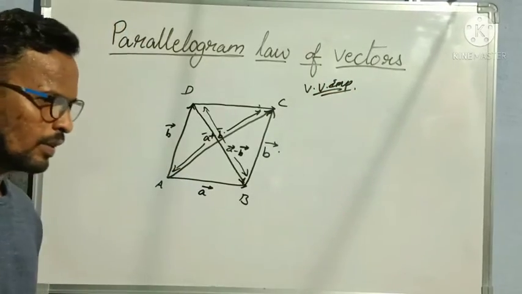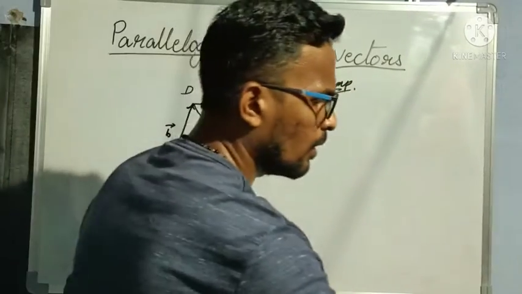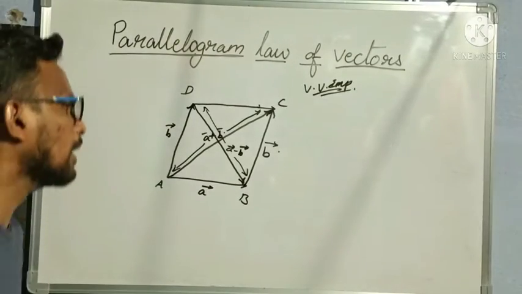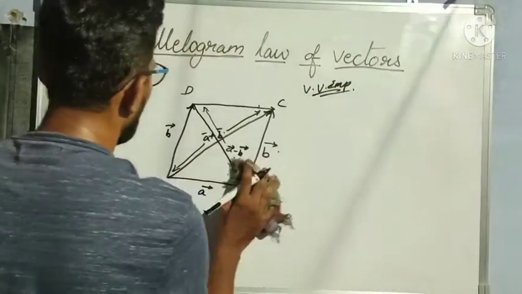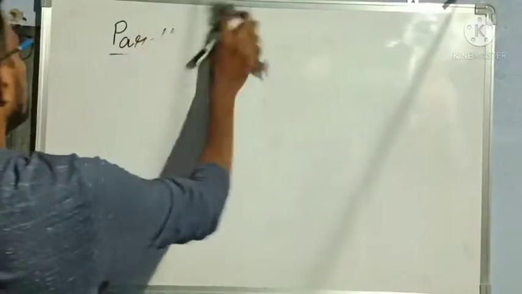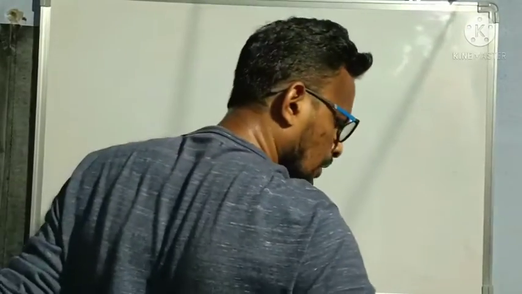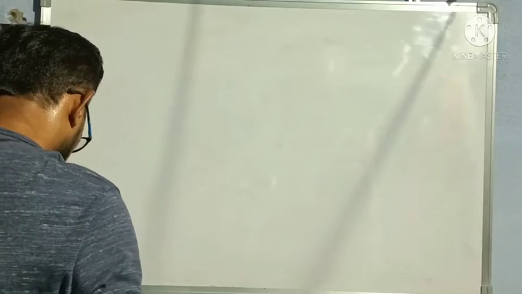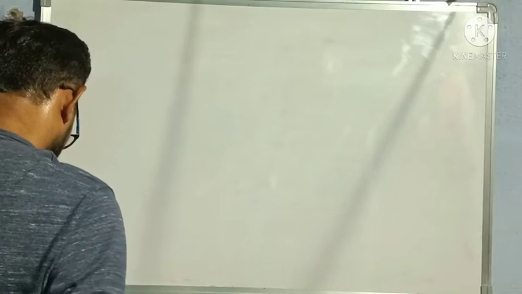Understood? So with this we have completed our parallelogram law of vectors. Let us see two problems related to this parallelogram or introduction of vectors. Let us do two problems related to vectors now.